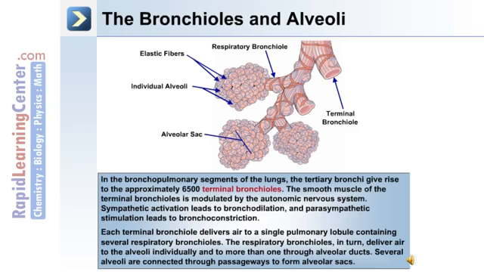The smooth muscle of the terminal bronchioles is modulated by the autonomic nervous system. Sympathetic activation leads to bronchodilation, and parasympathetic stimulation leads to bronchoconstriction. Each terminal bronchiole delivers air to a single pulmonary lobule containing several respiratory bronchioles. The respiratory bronchioles, in turn, deliver air to the alveoli individually and to more than one through alveolar ducts. Several alveoli are connected through passageways to form alveolar sacs.